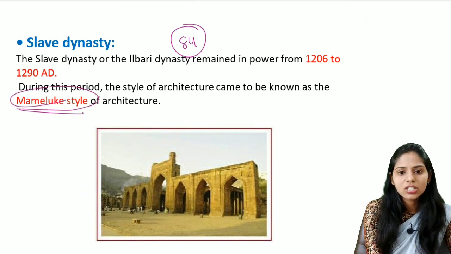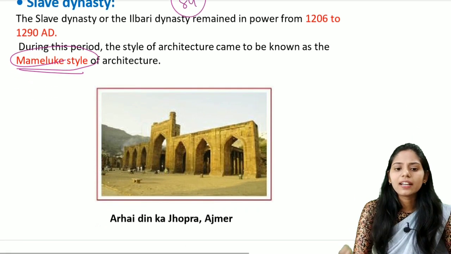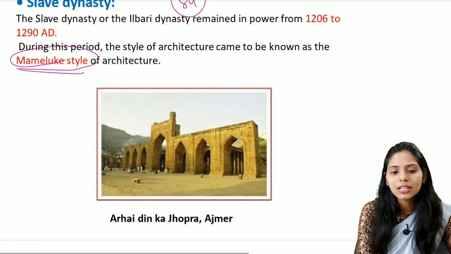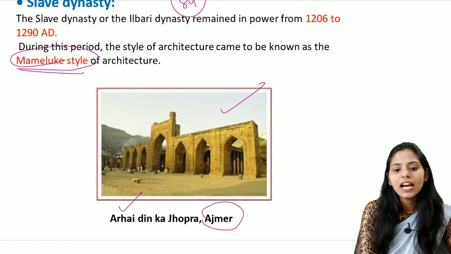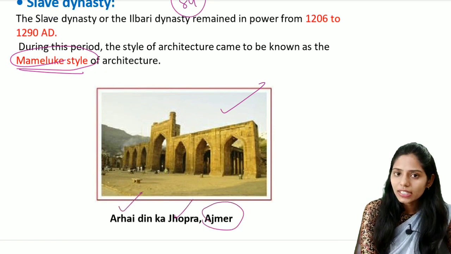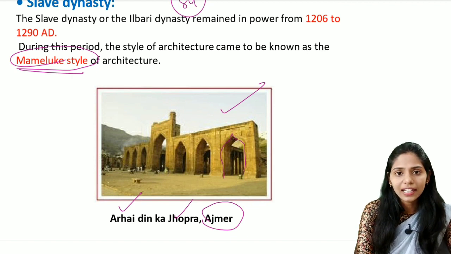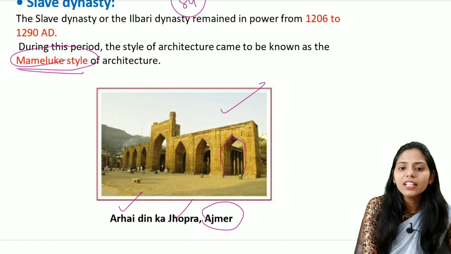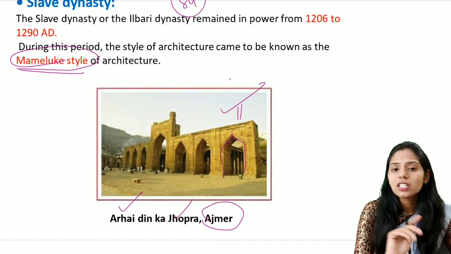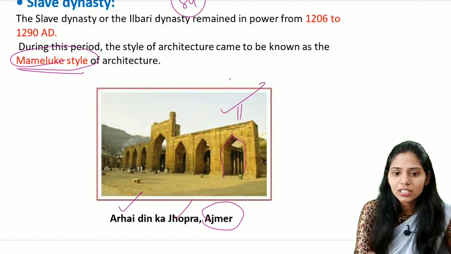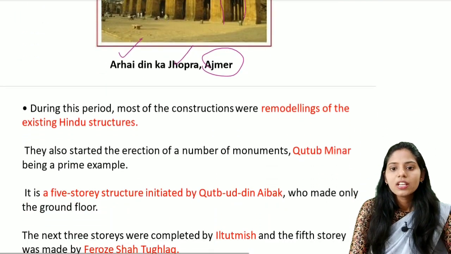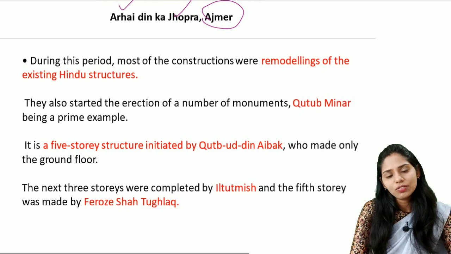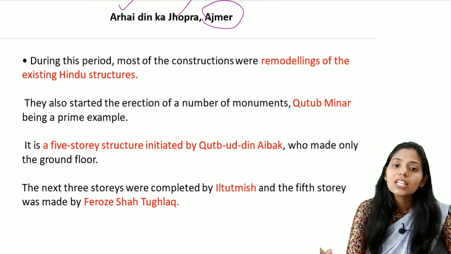style of architecture. So if you see this diagram, you will understand this is present in Ajmer in Rajasthan. It is the Adhai Din Ka Jhopra, which is located in Rajasthan. If you see here, we can see the Arcuate style of architecture that is developed here, and they do not have any minars. So the minars are absent in this type of Slave Dynasty, that is the Mamluk style of architecture.